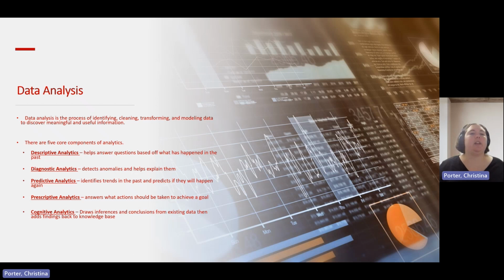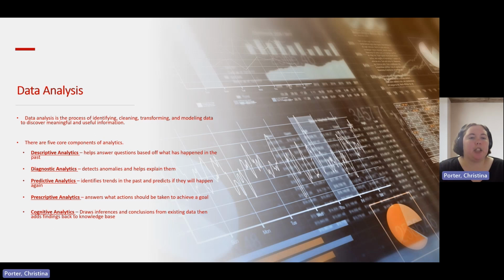We're going to start off with data analysis. So there are 5 core components of analytics. These are going to be descriptive, diagnostic, predictive, prescriptive, and cognitive. Descriptive analytics helps answer questions based off of what has happened in the past. Diagnostic detects anomalies and helps explain them. Predictive identifies trends in the past and predicts if they'll happen again.